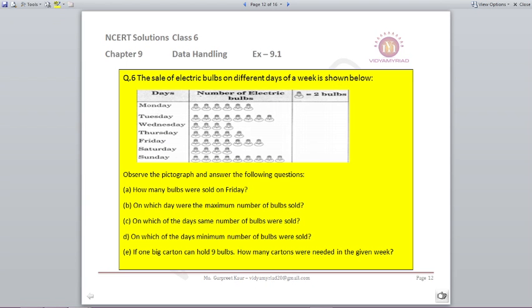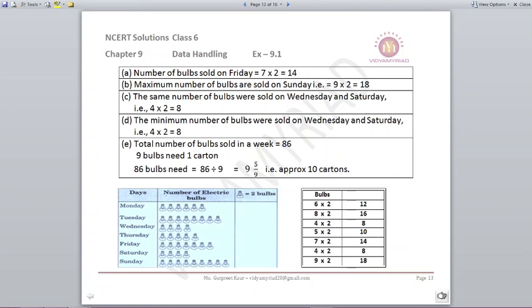Okay, first I will read this. If one big carton can hold 9 bulbs, how many cartons were needed in a given week? Now first of all, how many total bulbs do we have? We have 86. When you count all, it will come to 86. And as per the information, one carton can have 9 bulbs. That means 9 bulbs need 1 carton. So 86 bulbs will need how many cartons? We will divide it. 86 divided by 9. It comes to 9.5, which is approximately 10 cartons needed to fill it.